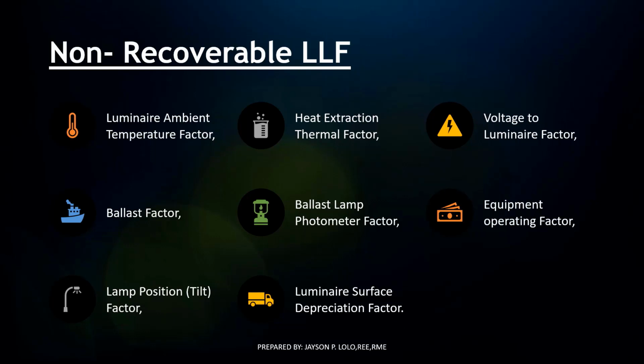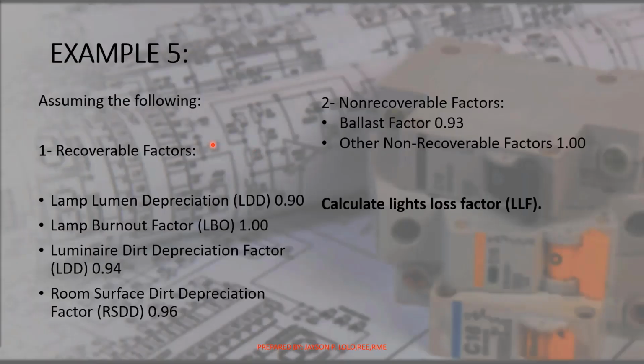Okay, so let's have an example number 5. Assuming the following, we have number 1, recoverable factors. The lamp lumen depreciation is 0.90. Lamp burnout factor is 1. The luminaire dirt depreciation factor is 0.94. The room surface dirt depreciation is 0.96. Then we have the non-recoverable factors, ballast factor 0.33. But if you use LED, automatically 0. Now, other non-recoverable factors is 1.